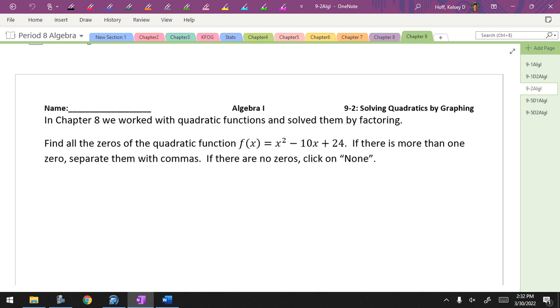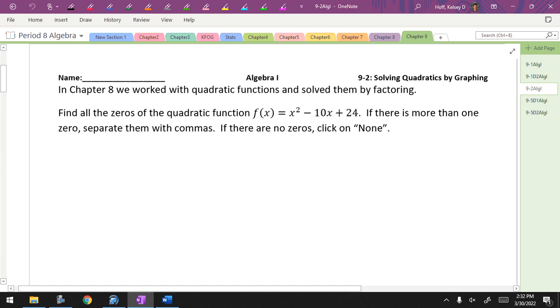So if the question would say, find all the zeros of the quadratic function f of x equals x squared minus 10x plus 24. If there is more than one zero, separate them with commas. If there are no zeros, click on none. Okay? Zeros meaning y equals 0. So we would have set this equation 0 equals x squared minus 10x plus 24. What would we have done then?